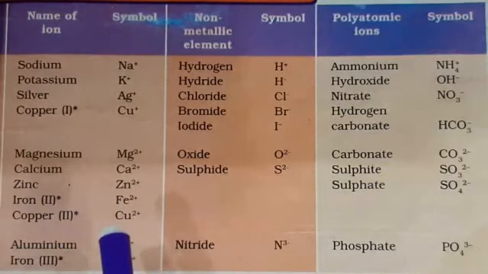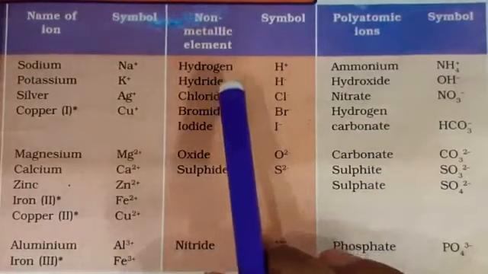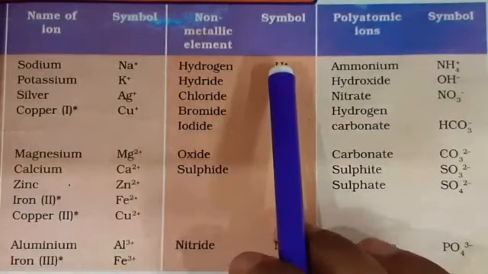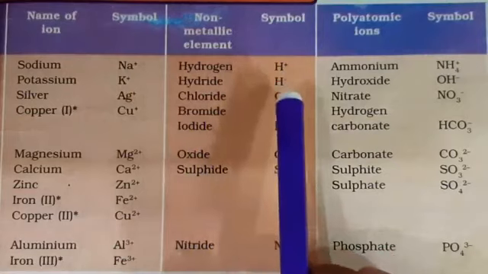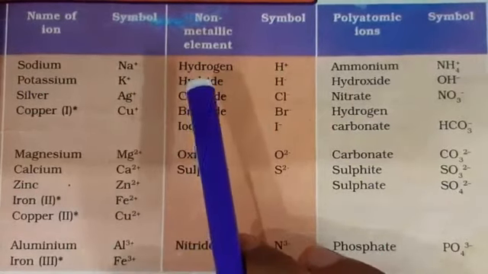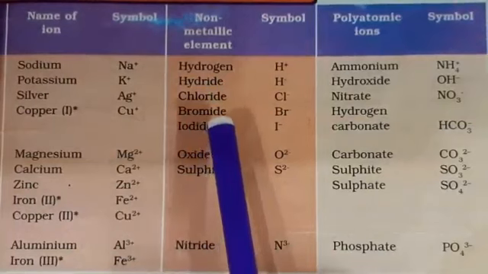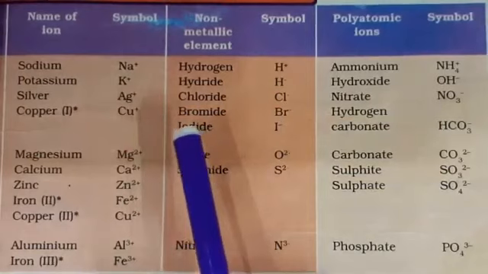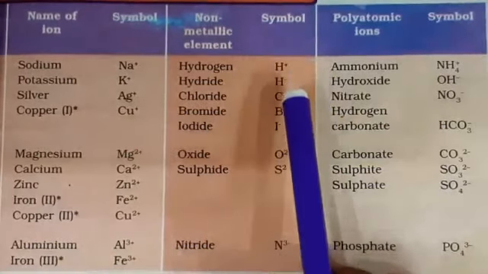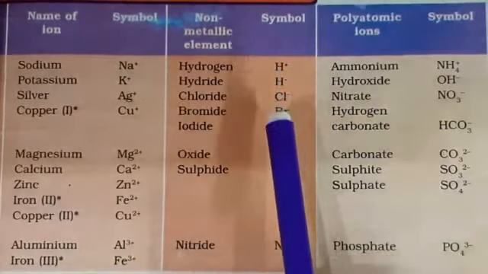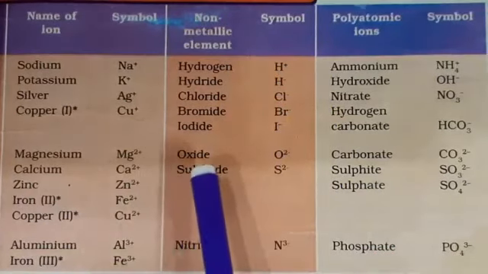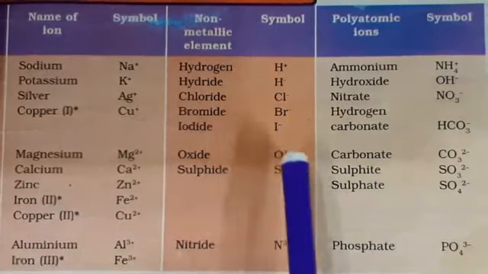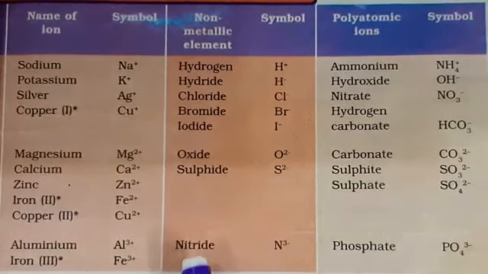You will have to learn this. Similarly, hydrogen: if it is +1, it is hydrogen. If it is -1, it is hydride. Then next is chloride, Cl negative. Bromide, Br negative. Iodide, I negative. These are all 1 plus, minus, minus, minus, minus. Then oxide and sulfide are 2 negative, O2 negative and S2 negative. Next is nitride, which exists as N3 negative.